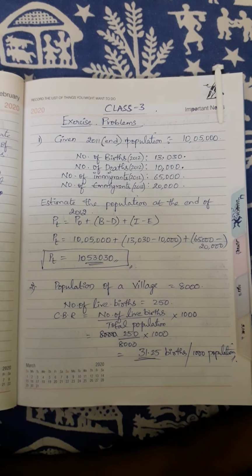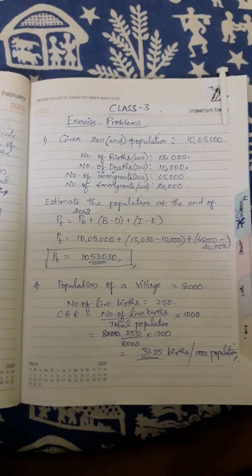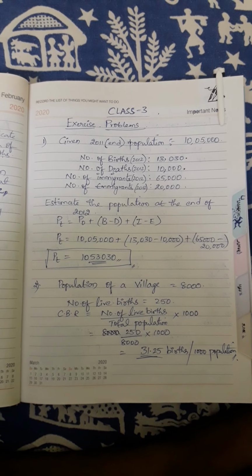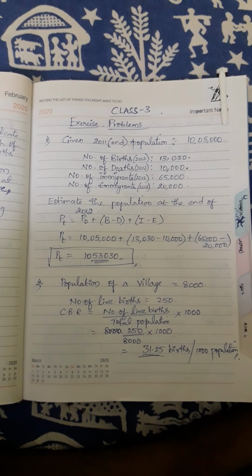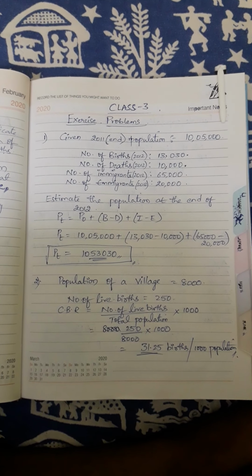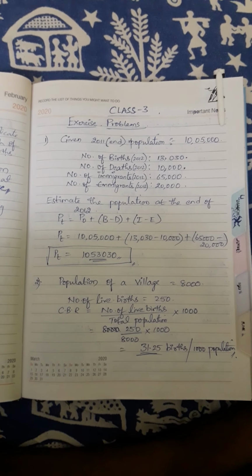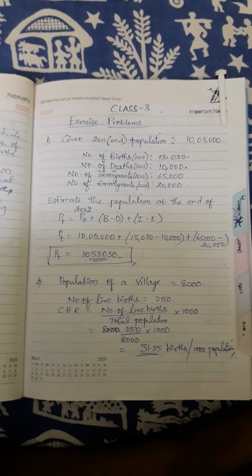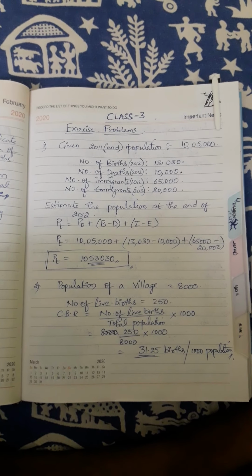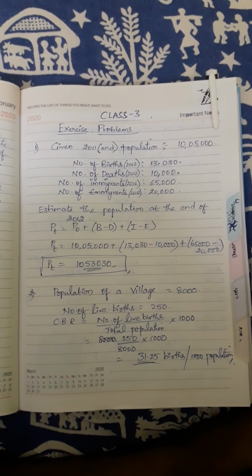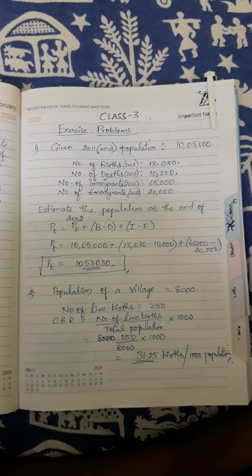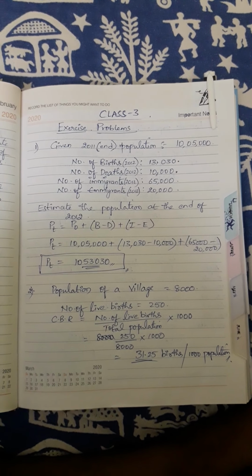Why do we have to use that measurement of population? Tell me. For finding the population between two intercensal years. Generally, census enumeration fails to provide vital statistics between censal years. To overcome this, we have to apply this formula: Pt equals P naught plus births minus deaths plus immigrants minus emigrants.